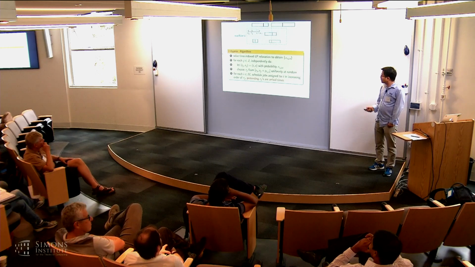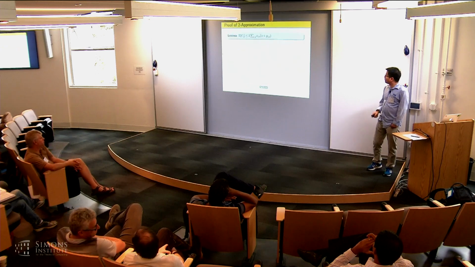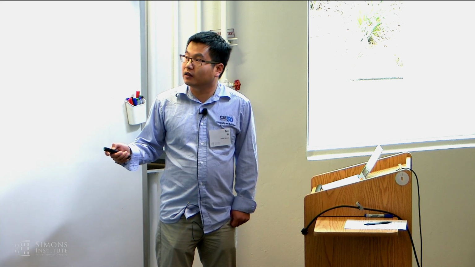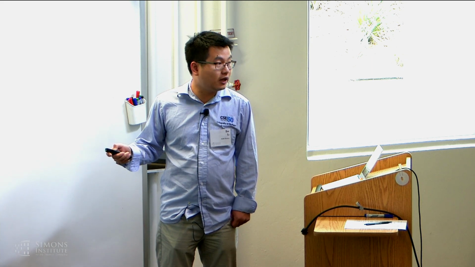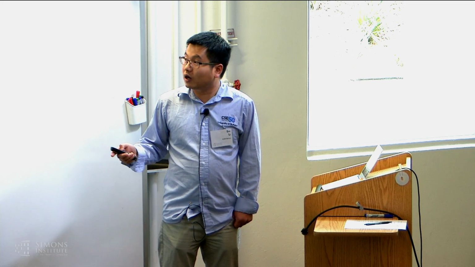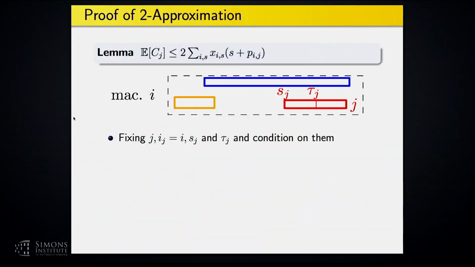Okay, so this is the algorithm. And so what is the analysis for the two approximation ratio? We are going to analyze job by job, focusing on each job j. I will analyze the expected completion time of job j, and bound it by 2 times the fractional completion time. How can I do this? I first fix the rectangle and the offset for job j, and I condition on those 3 parameters.